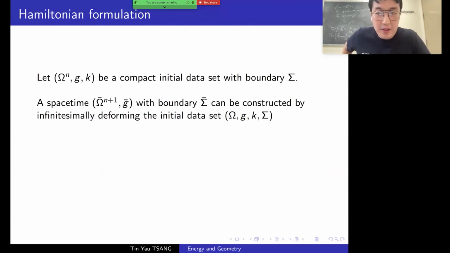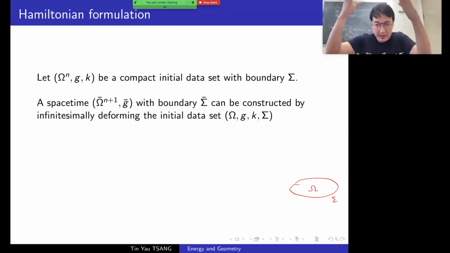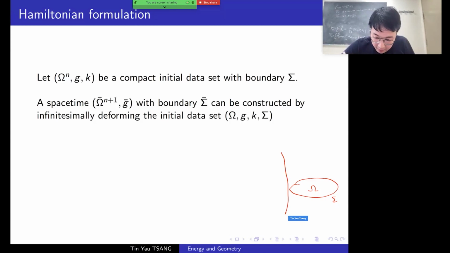So for the Hamiltonian formulation, what is it? Let (Omega, g, k) be a compact initial data set with boundary sigma. Maybe I should draw it here. Omega here, sigma here. Then we can construct a spacetime by flowing it along this direction. The boundary is called sigma bar, and the whole tube is omega bar.